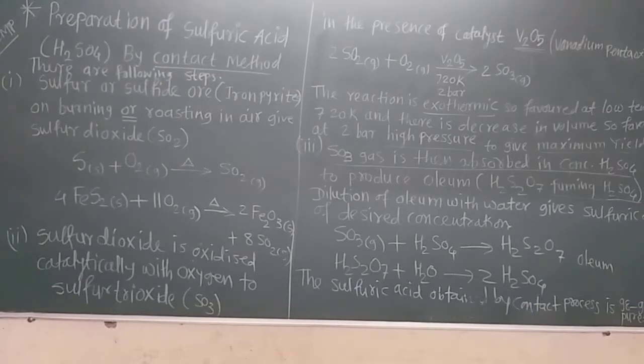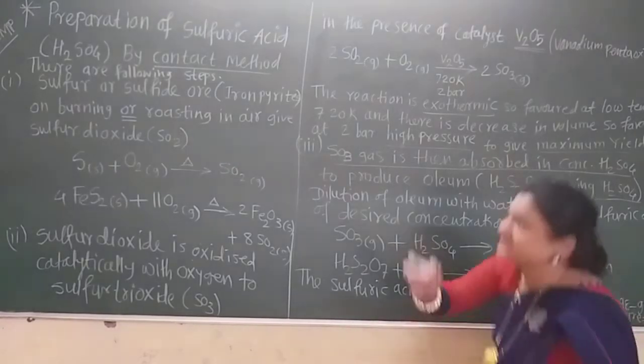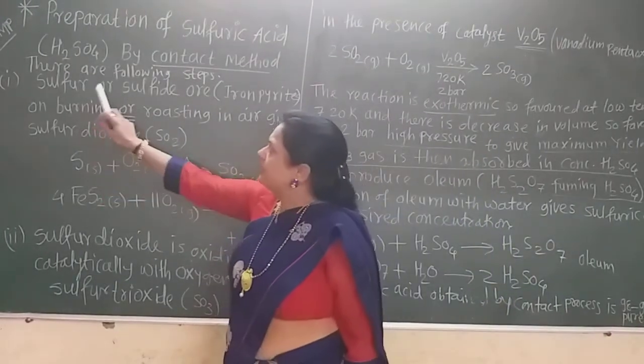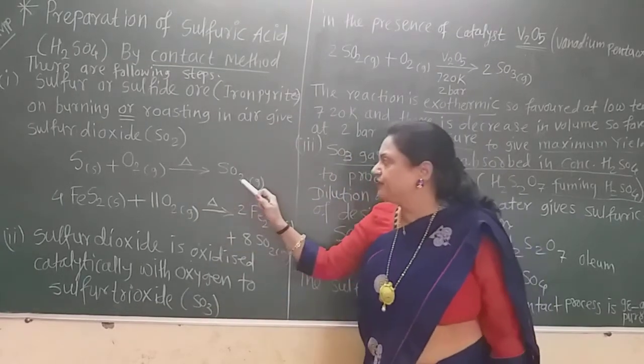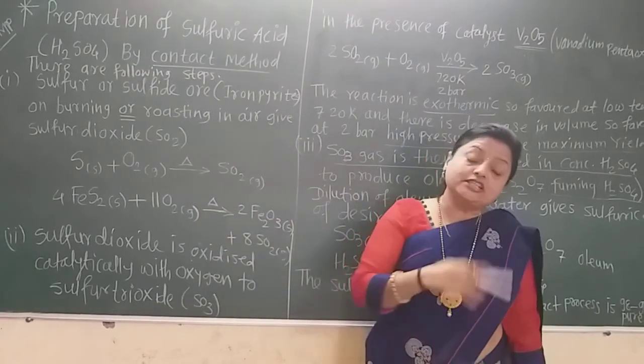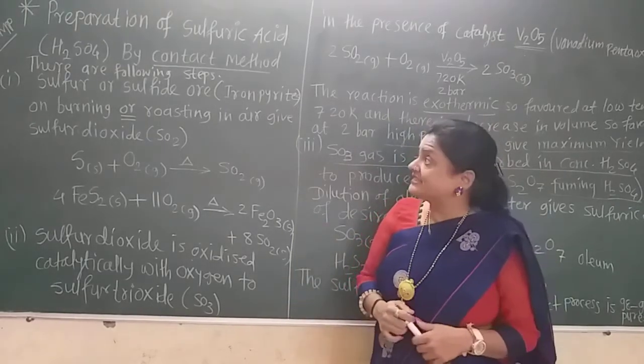Now let us see how first we have to obtain the sulfur dioxide gas. There are two reactions we can do for that. We directly burn the sulfur, solid sulfur, with oxygen. This is the first method to obtain the sulfur dioxide gas. Sulfur directly on burning with oxygen at high temperature gives this sulfur dioxide gas.